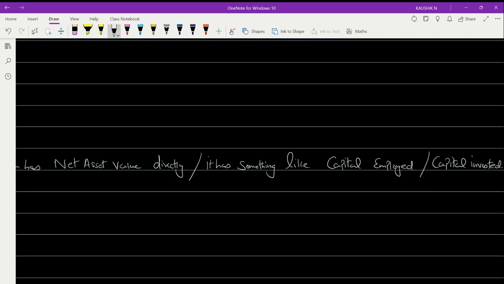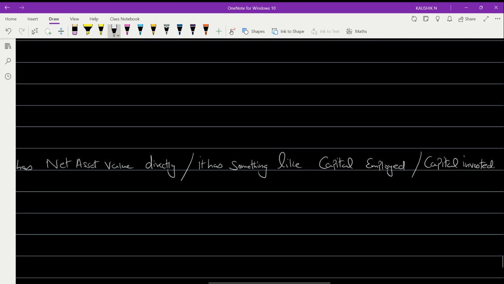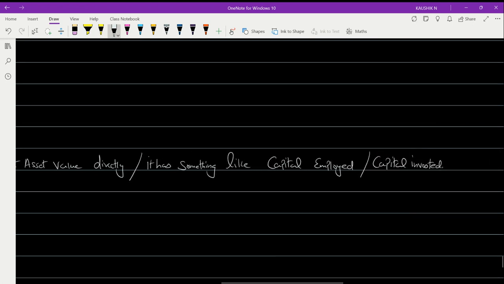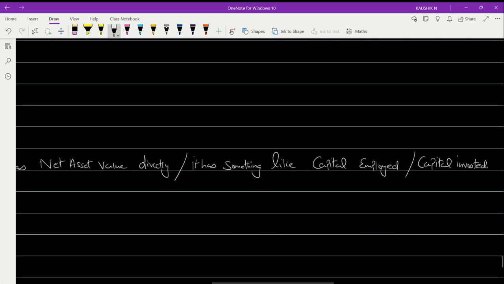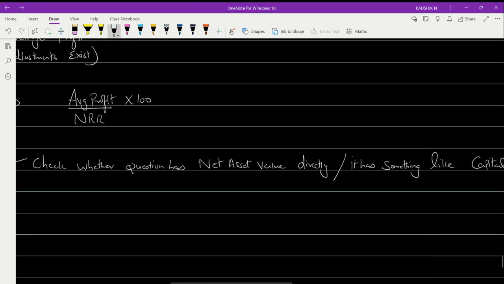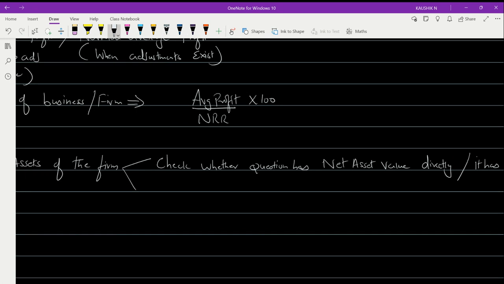Okay, so first you check the question itself, whether it has something in the name of net assets directly. If not directly, something in the name of capital employed or capital invested. If that is the case, you can directly use this value itself. You need not go and find it out. If suppose you don't have it directly, okay.